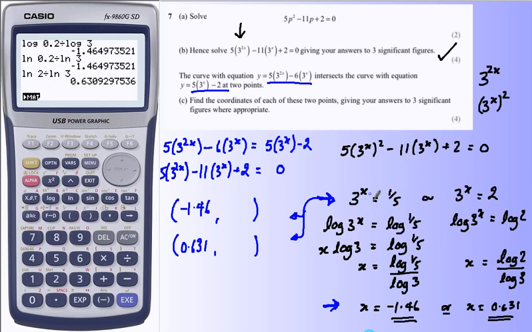So if 3 to the power x is 1/5, put them in either. 5 times a fifth minus 2, and 3 to the power x equals 2, put it in here. 10 minus 2 is 8. There's my 2 points, and we're finished.